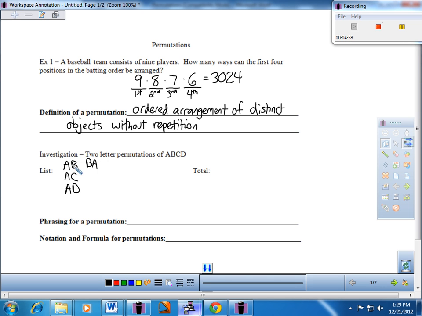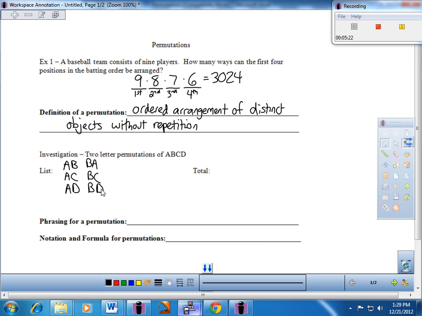A and then B is obviously different than B and then A. Arrangement, the order does matter in which they're placed, so we count this as one, and we also count that as one. Okay, so B and A would work, B and then C would work, B and then D would work. Kind of a first and then a second.